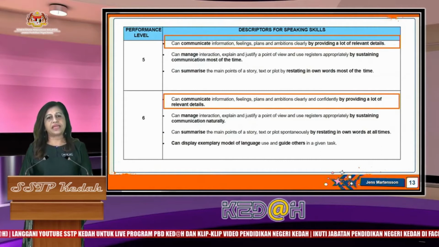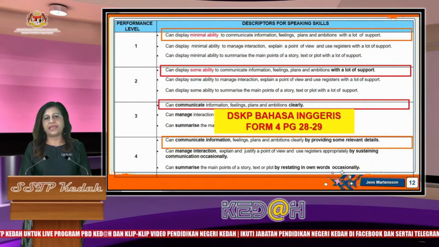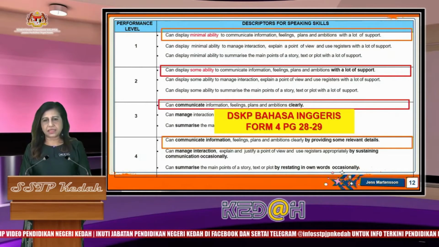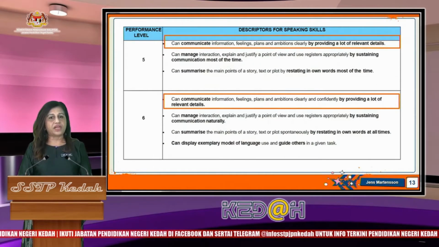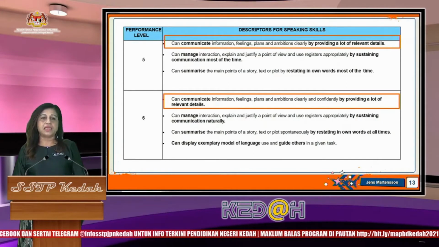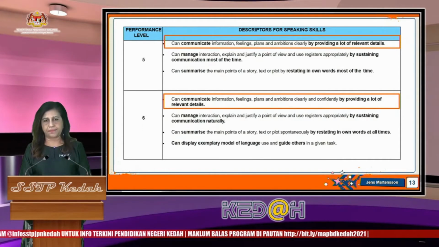So these are the performance levels 5 and 6. When you look back at performance level 1, there is minimal ability, some ability, and these are the keywords, teachers, and also clearly providing some relevant details, and also for performance level 5 and 6. The keyword here is a lot of relevant details, and the other one, performance level 6, is providing a lot of relevant details confidently. The difference between performance level 5 and 6 is the word confidently.